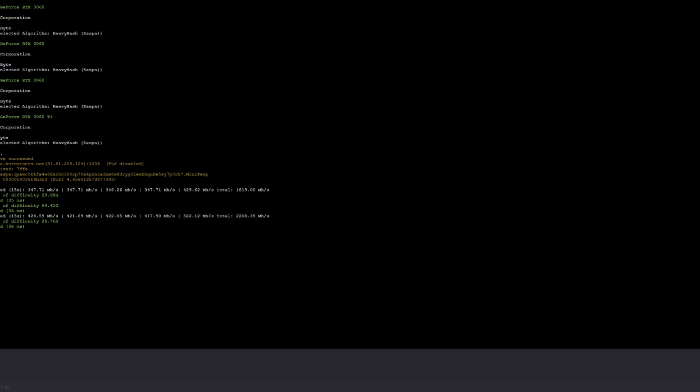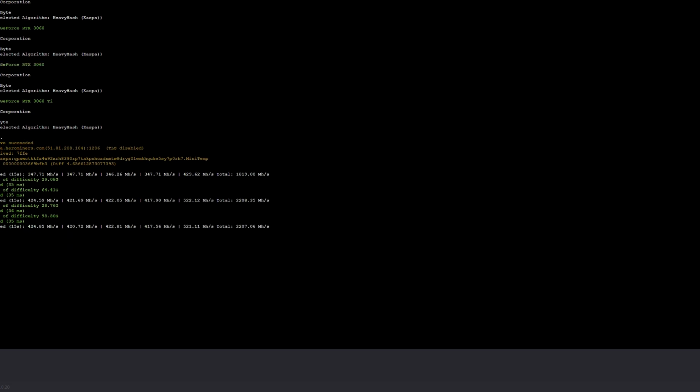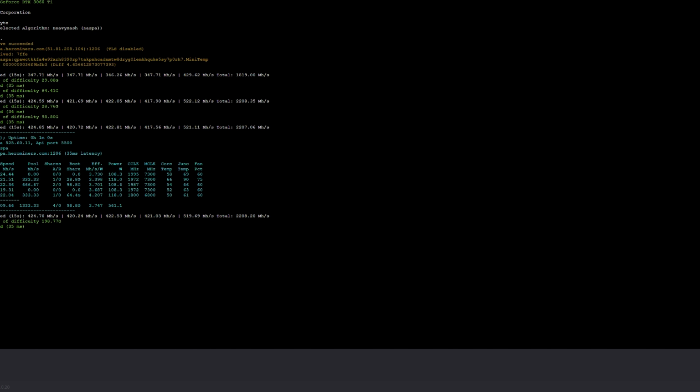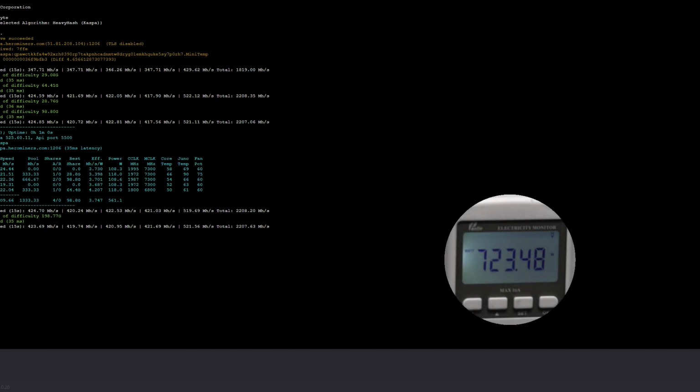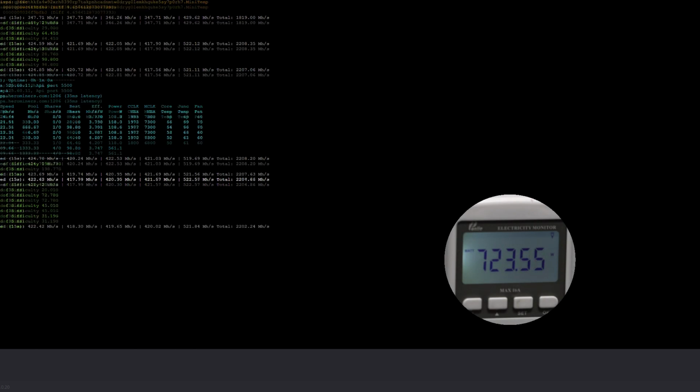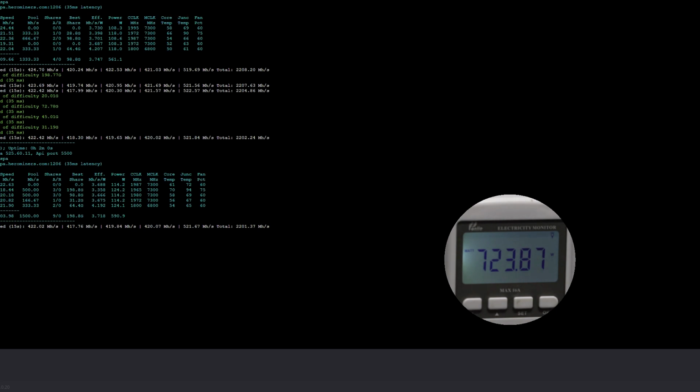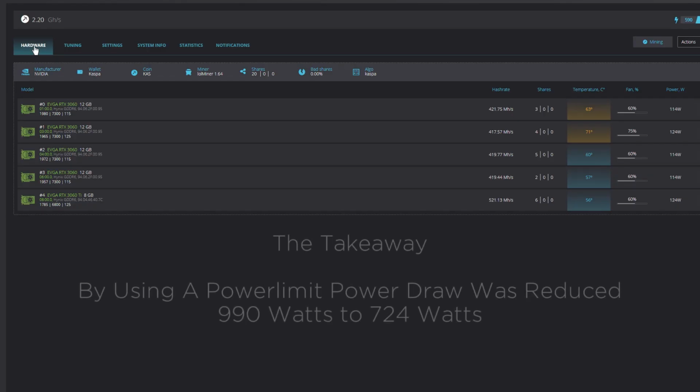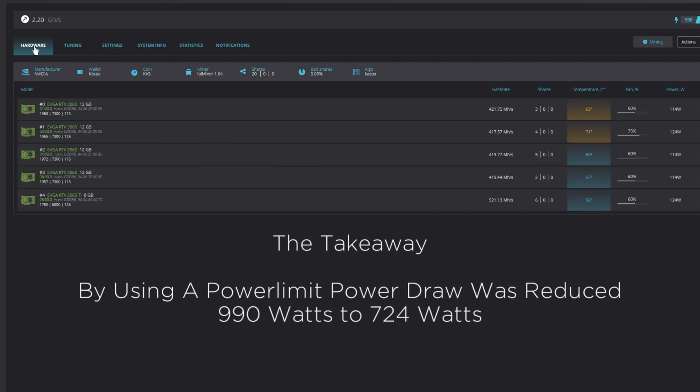What's nice to see is that we still hold on to the high productivity of 2.2 gigahash. And when we look at the wall meter, we see the power draw has dropped to 724 watts. This allowed us to drop over 250 watts, reducing our energy expense. In general, a positive step in the right direction.